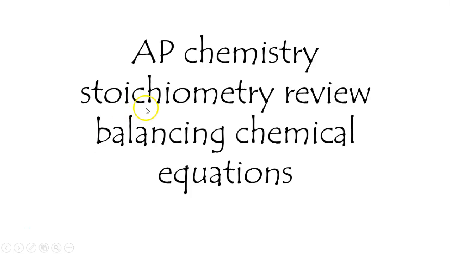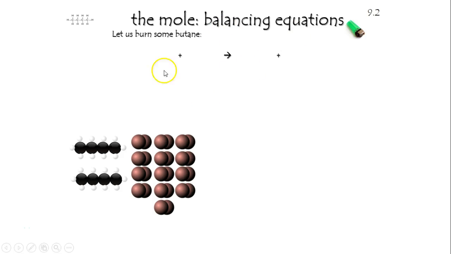AP Chemistry Stoichiometry Review, Balancing Chemical Equations. Let's burn some butane. That means we're going to be taking C4H10, which is butane, and combining it with oxygen. And we're going to be turning that into the common combustion products, carbon dioxide and water.